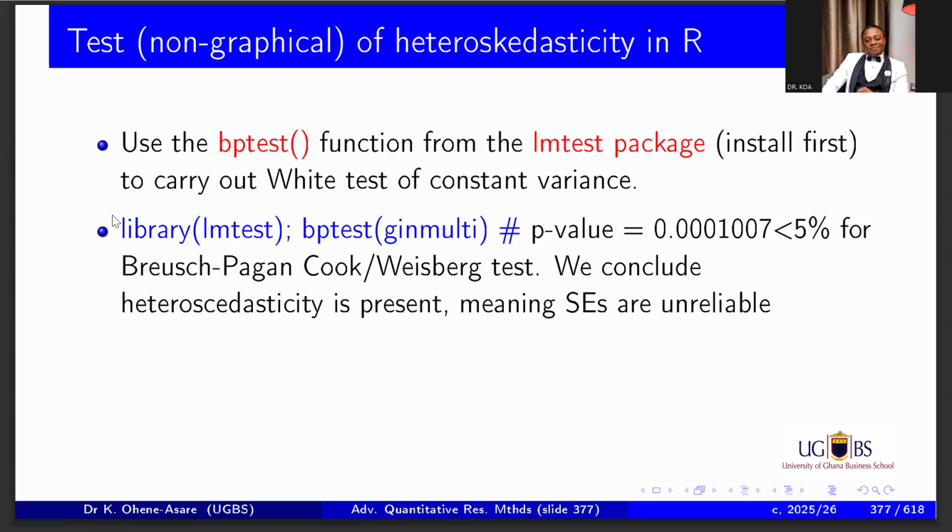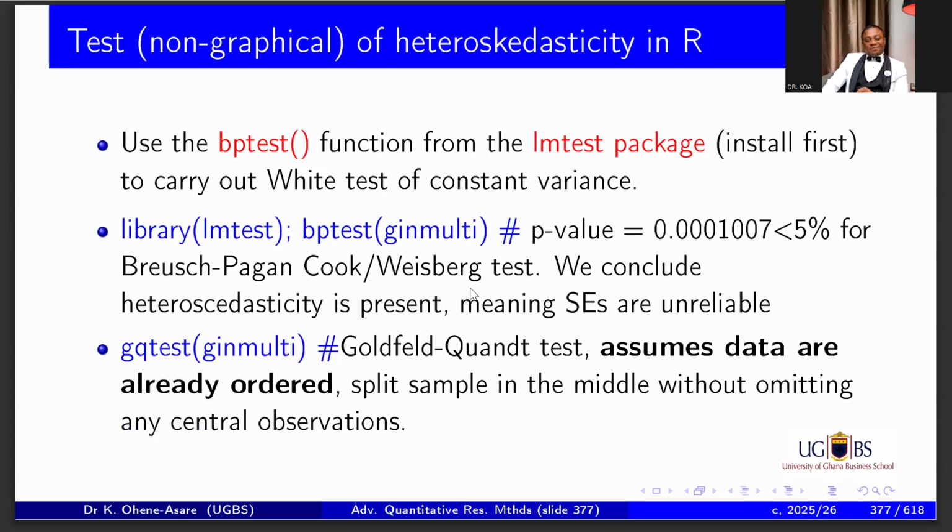I ran this command, you can do it later. I ran this command and you can see that the p-value is almost 0, which then means that heteroscedasticity is present in our data set. Which means you can't even rely on the standard errors.